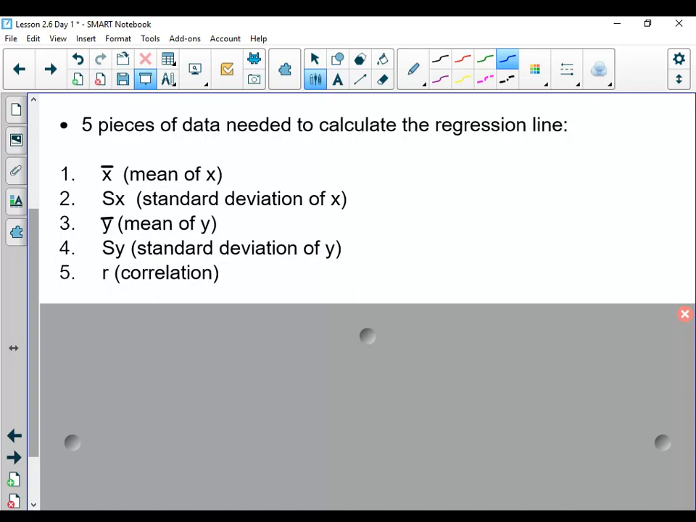And then we need the same 2 pieces of information for our y's. So we need the mean of y, or y bar. And we need the standard deviation of y.